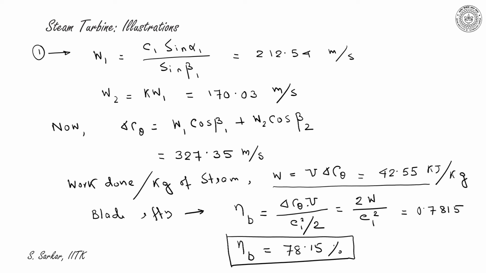Now, this is the blade efficiency, not the stage efficiency. That is the efficiency of the rotor. Now, let's go to the next page. Now, let me evaluate stage efficiency. Stage efficiency eta S is equal to blade efficiency into the nozzle efficiency.